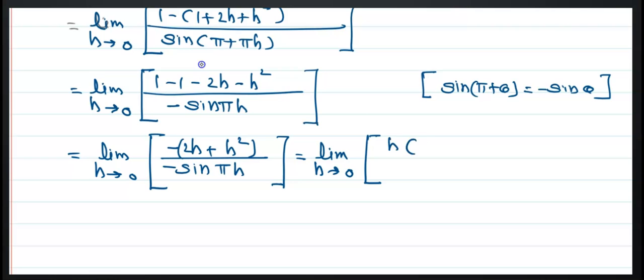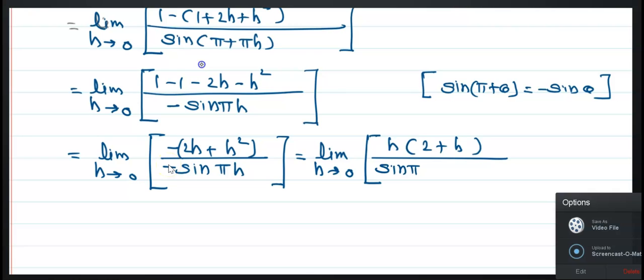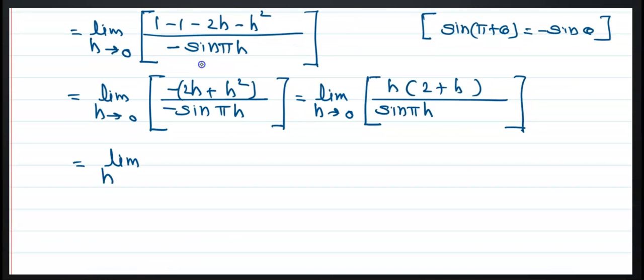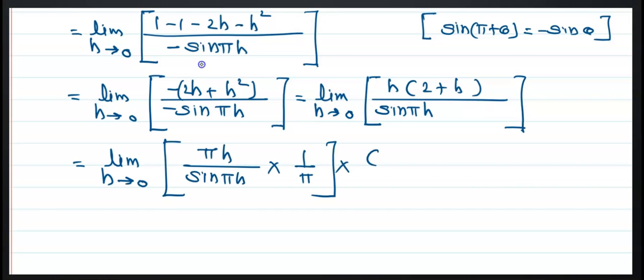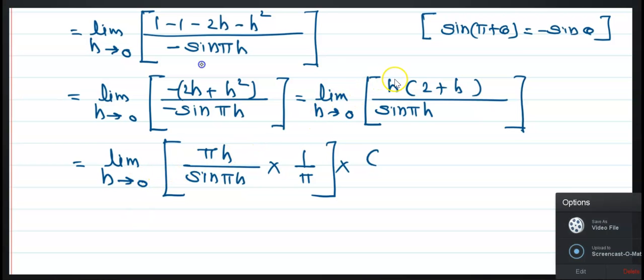Therefore take the h as common. Now numerator and the denominator has the negative sign, it becomes a positive. Limit h tends to 0, h upon sine of pi h into 2 plus h. Limit h tends to 0, pi h upon sine... Now what is here? That is h upon sine of pi h. That is pi h upon sine of pi h into 1 upon pi into 2 plus h. As h tends to 0, that is 2 plus 0, which is the 2.